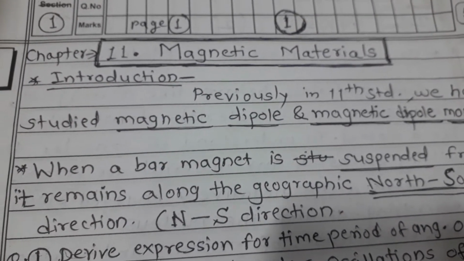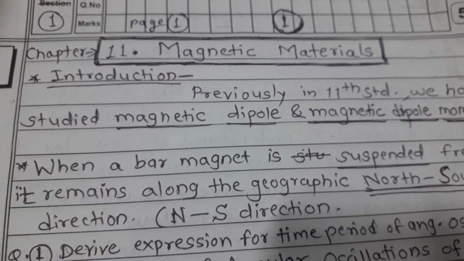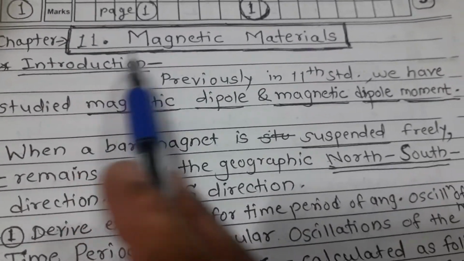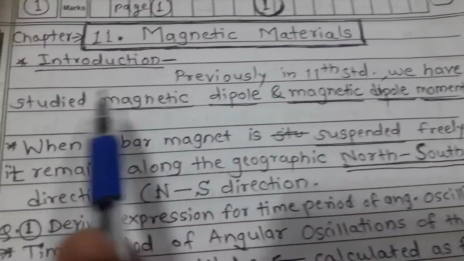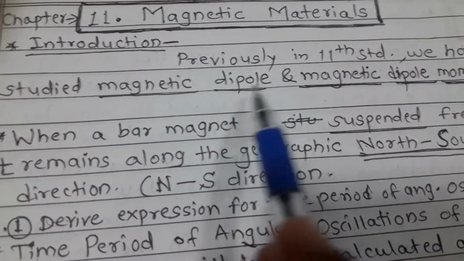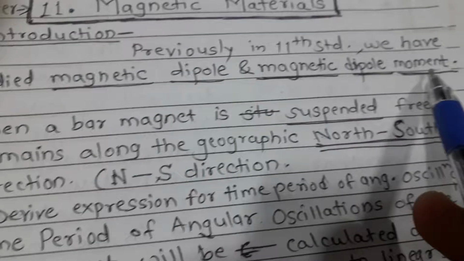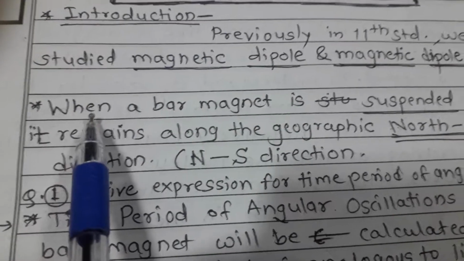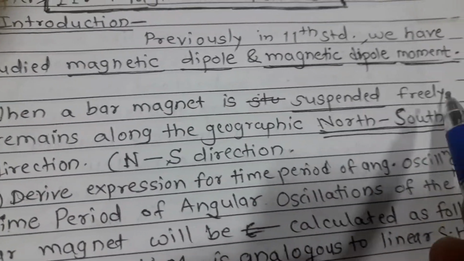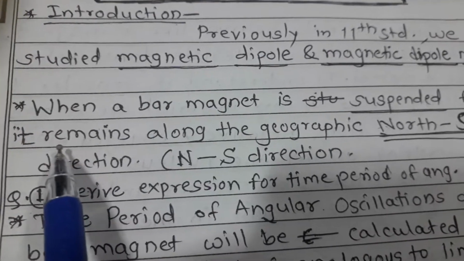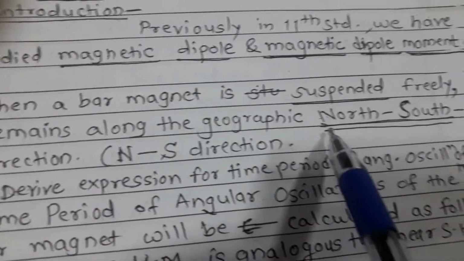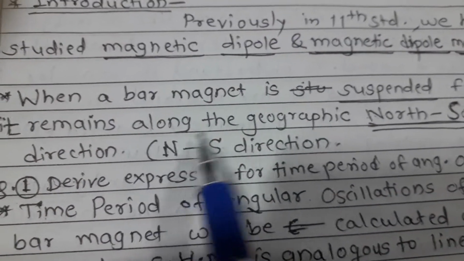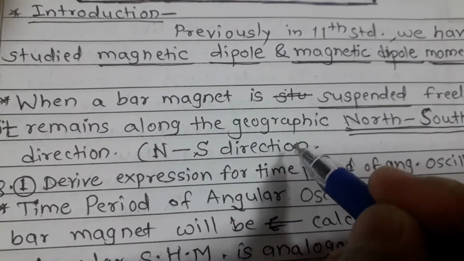Dear students, today we have to study chapter number 11, Magnetic Materials. Introduction. Previously, in 11th standard, we have studied magnetic dipole and magnetic dipole moment. Now, see here, when a bar magnet is suspended freely, then it remains along the geographic north-south directions, that is N and S direction.